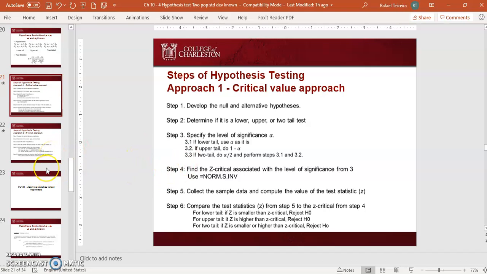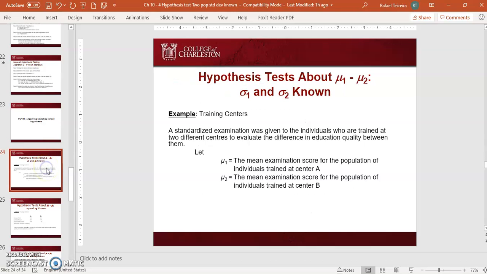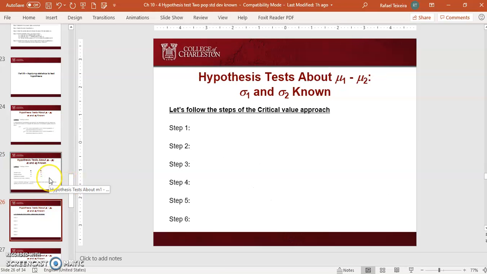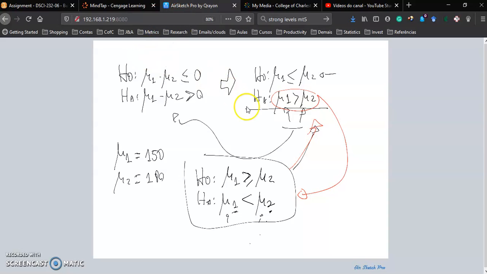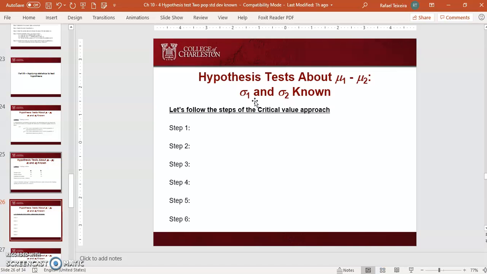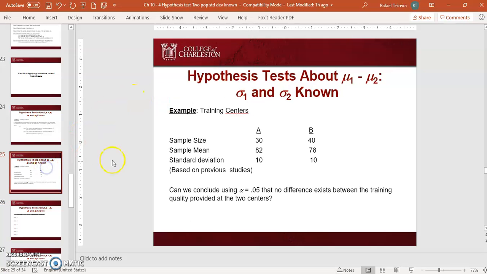Let's take a look at this process first before I move on to the next one. Okay. So we have the training centers, the problem we discussed before. These are the sample means and all information. So let me use my steps here to solve this problem. So let's go. Step number 1. Develop the null and alternative hypothesis. So let me read the problem again.